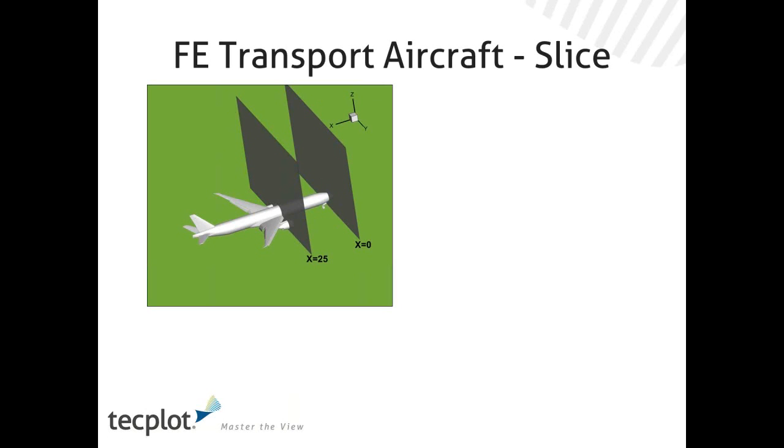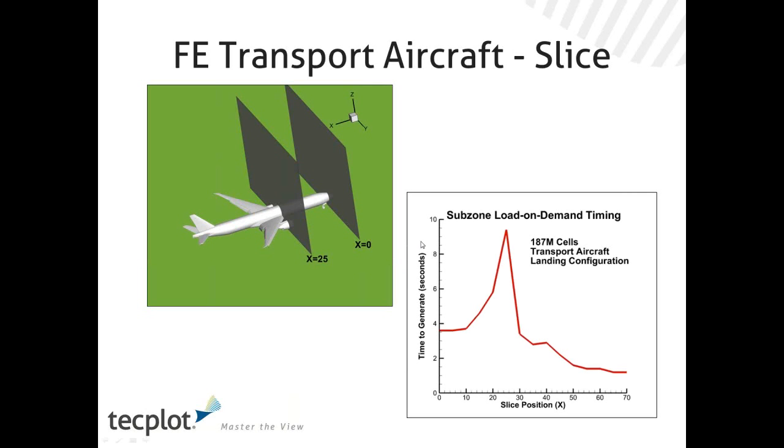It goes through the slat, it cuts through the fuselage, and those same components on the far side. So that's where the majority of, that's our largest slice in terms of the amount of triangles on it. And you'll see that in the results. So here is the time it takes to generate this slice.